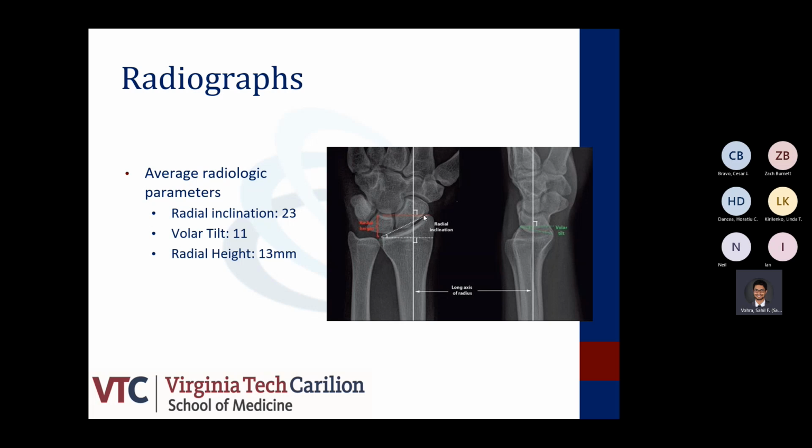That parameter can obviously change, and that's one of the things we're looking for when we're assessing reductions and quality of reduction. The radial height is measured in a similar fashion, but it's just that distance. So basically, tip of the styloid down to the ulnarmost part of the lunate fossa. And that height should be about 13 millimeters. And then your volar tilt is measured on your lateral view, and that's basically from the dorsal rim to the volar rim against a line perpendicular to the long axis of the radius, and that should be about 11.